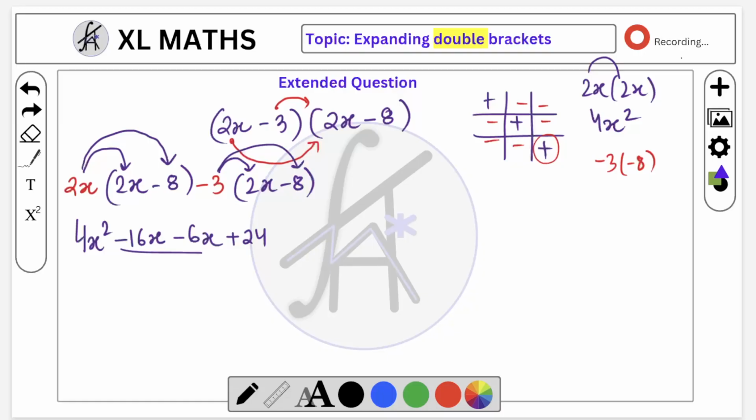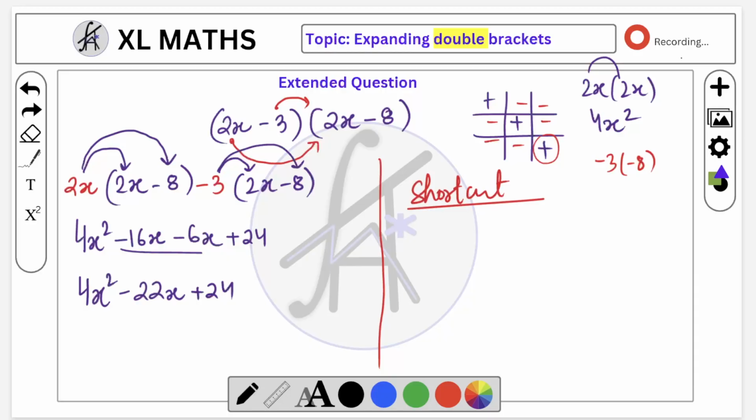We are going to be doing minus 16x minus 6x. The same works when you have two negative numbers, you add them, and two negatives will give you a negative answer as well. So 4x squared, minus 16 minus 6 is minus 22x, plus 24. Correct? Let's have a quick shortcut discussed, and we're going to be checking if our answer is correct.